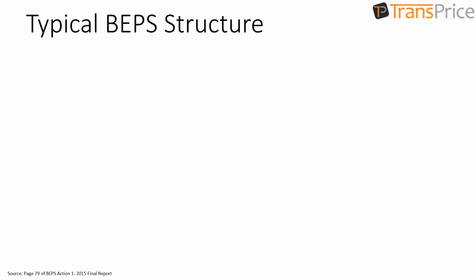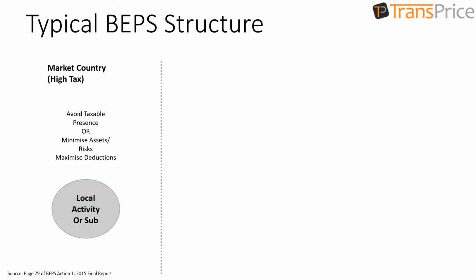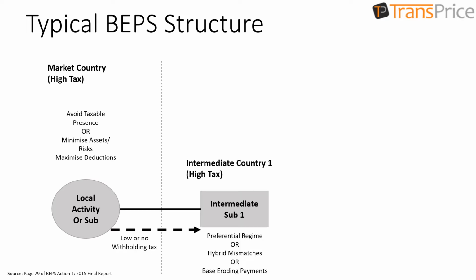Let us understand a typical BEPS structure by way of a diagram. In the picture, we see a minimization of taxation in market country for local activity or sub, which does not pay a lot of tax there despite being a high tax jurisdiction. Now why is that? Because an entity located here can shift its profits to intermediate sub 1 with which the market country has a favorable tax regime. Accordingly, there would be little or no withholding tax required to be levied by the market country on payments from local activity or sub to intermediate sub 1.